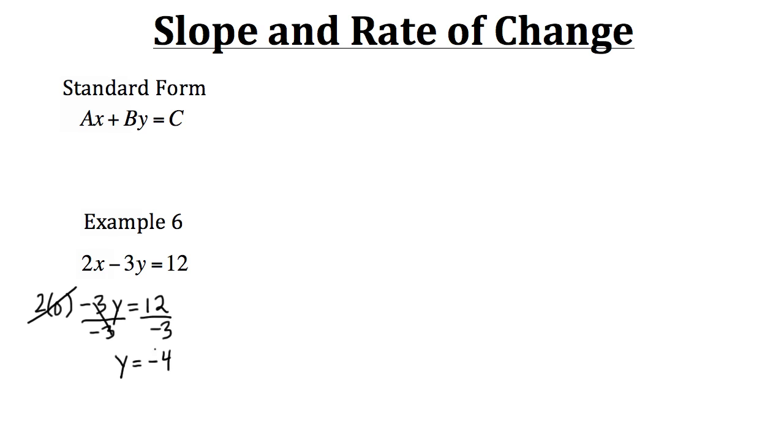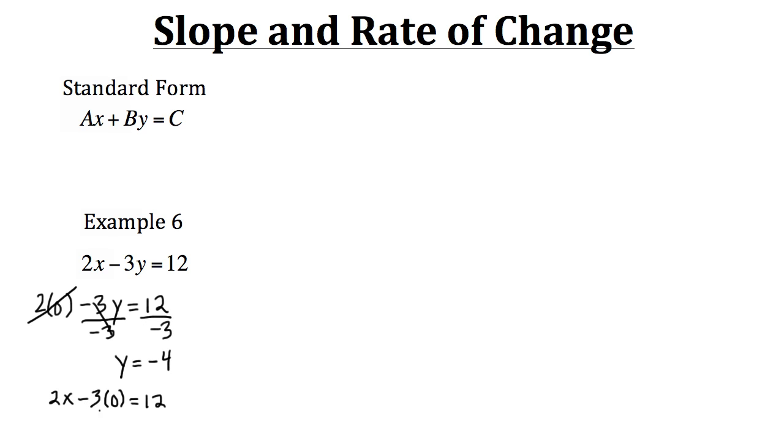So here we have our y-intercept, or where the function crosses the y-axis. Now we can do the same thing to find our x-intercept. Now for x-intercepts, y is 0. So we would have 2x minus 3 times 0 equals 12.